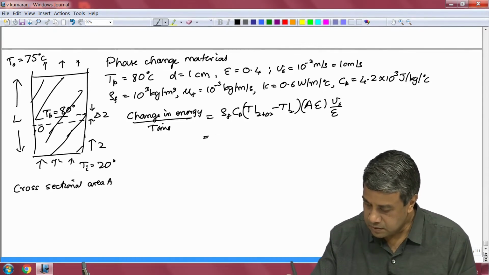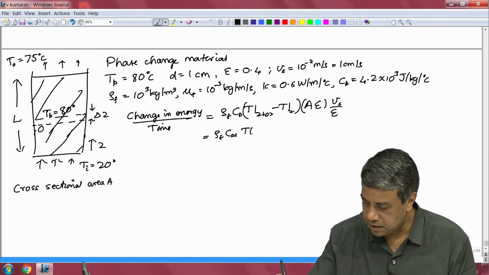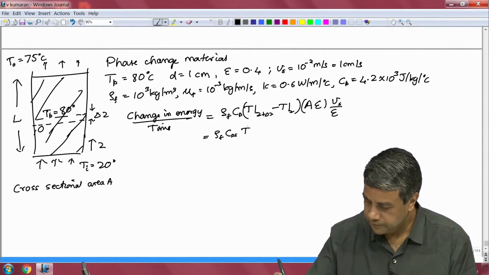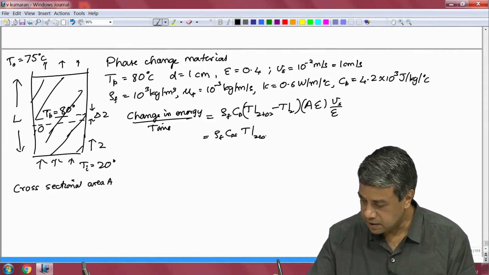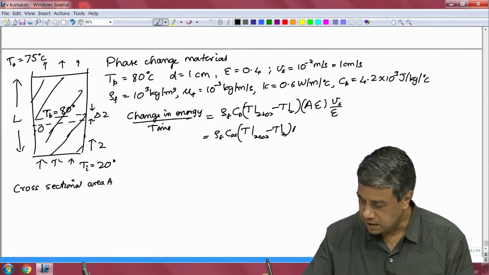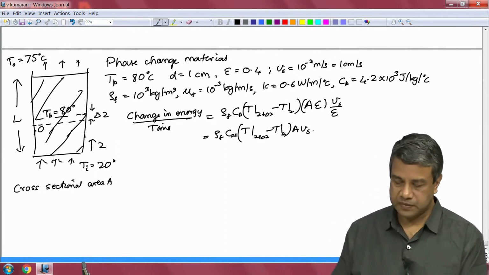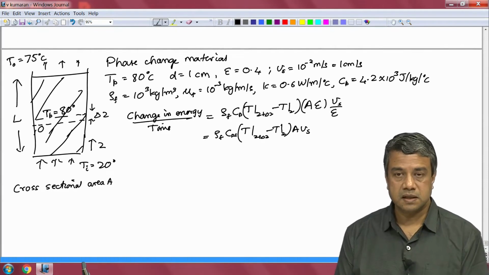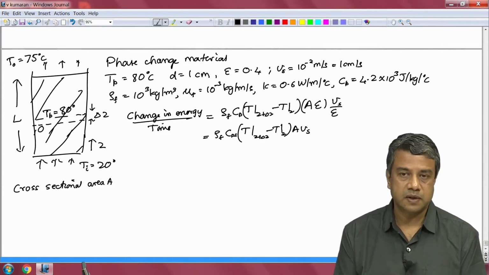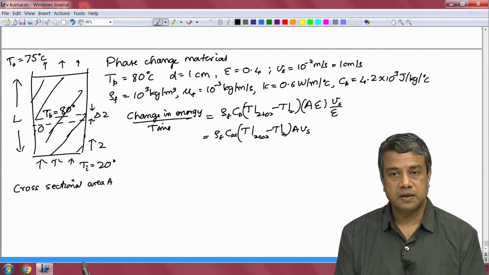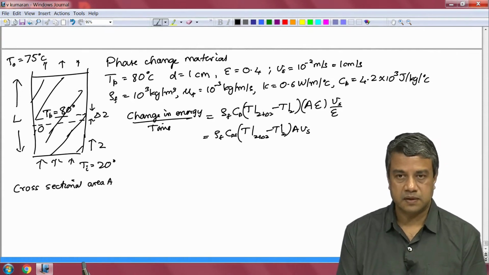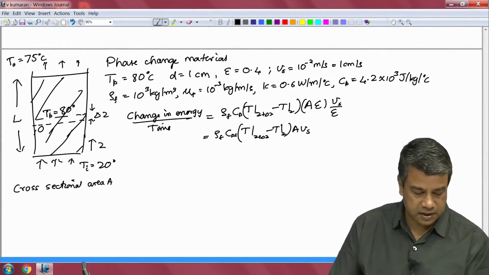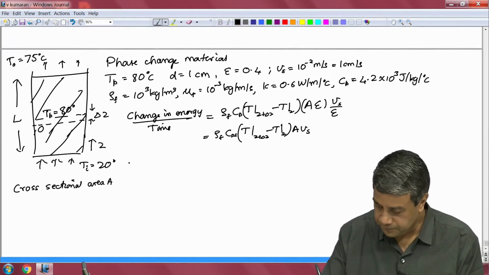So, this is equal to rho f Cpf times T at z plus delta z minus T at z, times A times Vs. That is the change in energy of the fluid passing through this per unit time. That has to be equal to the heat transfer rate per unit time.